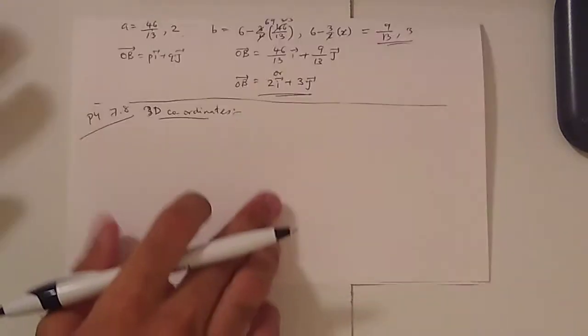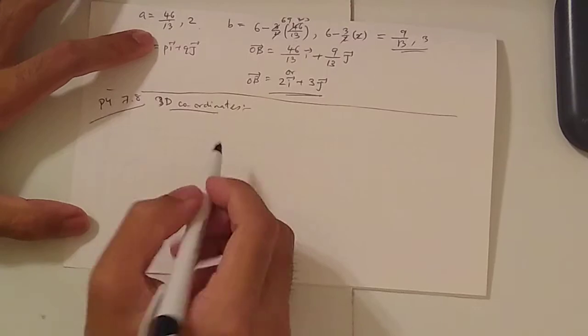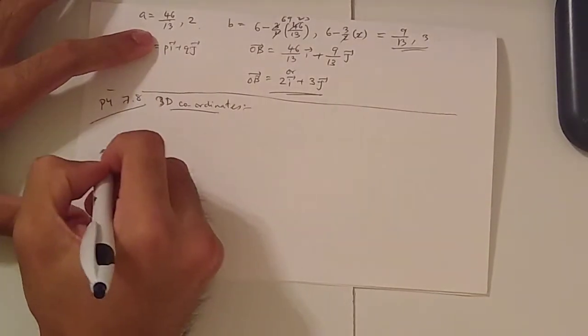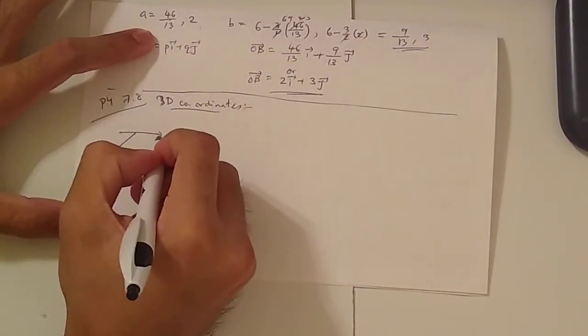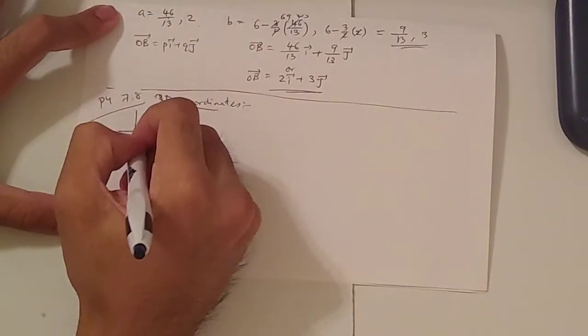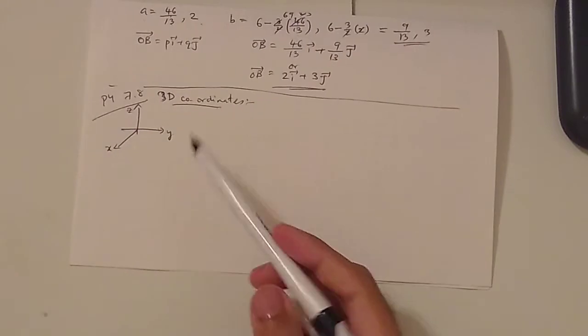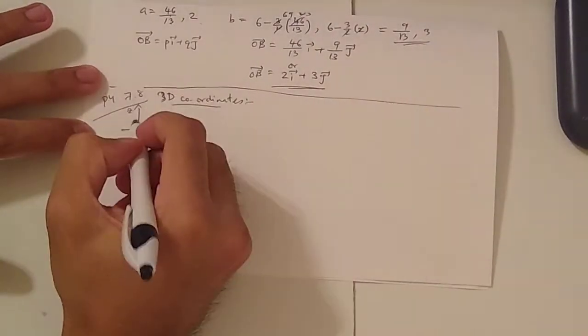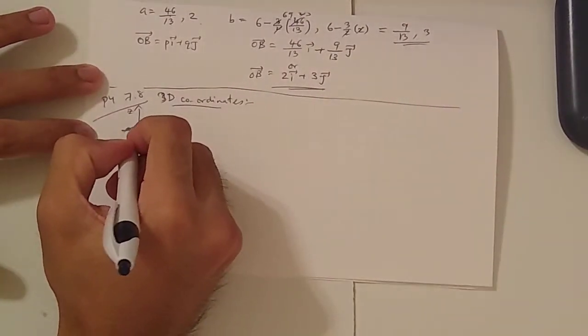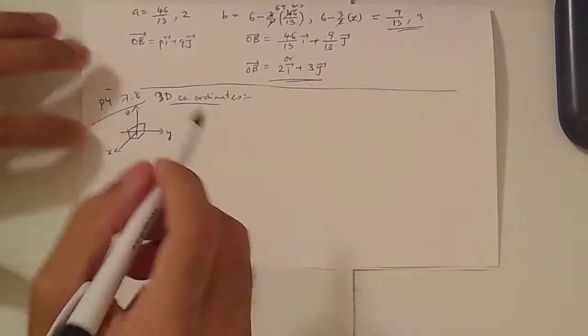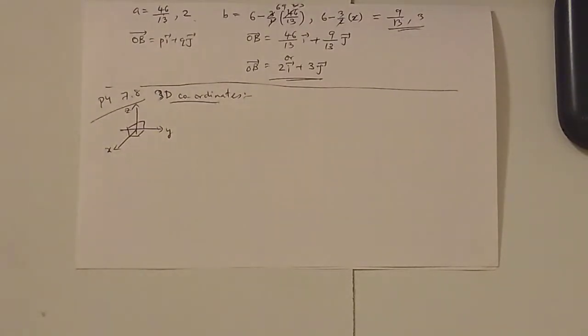Again, 3D coordinates are on a 3D space, so we have an x-axis, a y-axis, and a z-axis that points up into the air. All the axes are at 90 degrees to each other. x is at 90 degrees with y, y is at 90 degrees with z, and z is at 90 degrees with x.